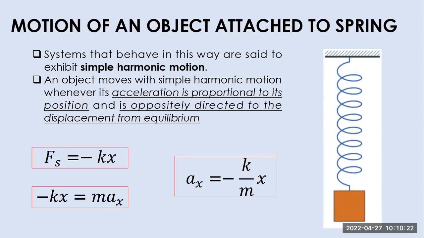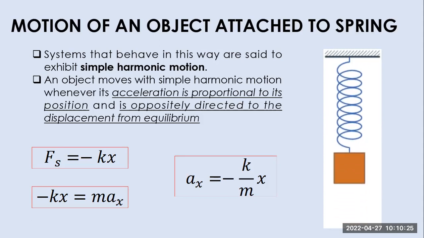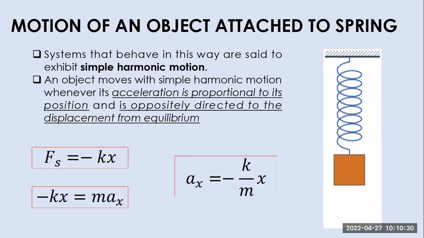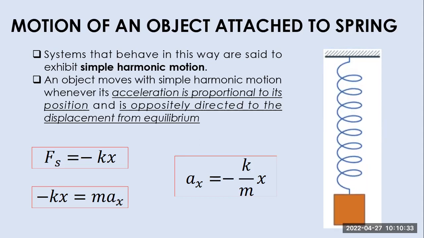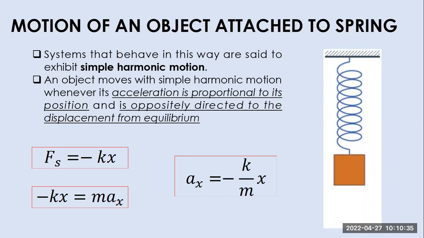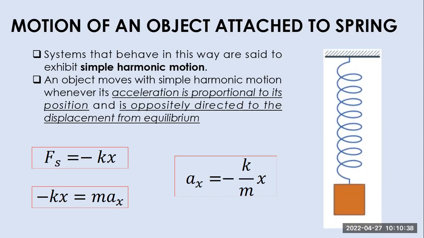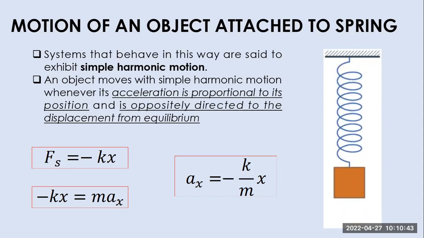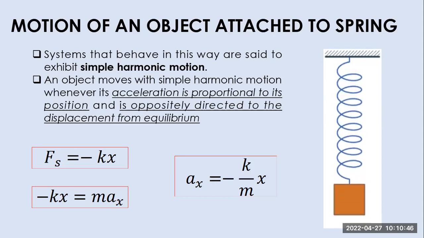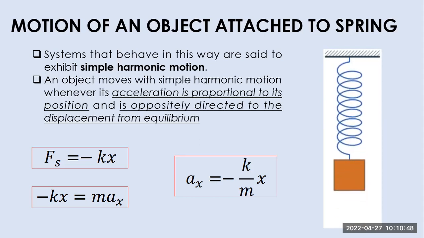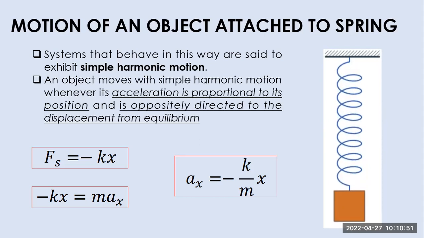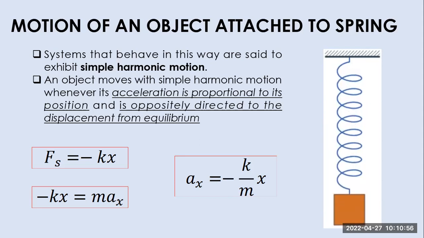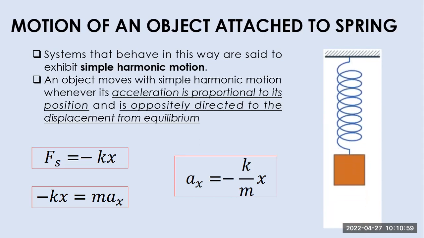So F of S is equals to negative kx. Yung k natin is yung ating stiffness value, and then yung x natin is yung stretch length ng spring from its original length. So other formula ng ating F or yung force is equals to ma, or mass times acceleration. So i-equate lang natin siya, so magiging ganito ang ating formula.